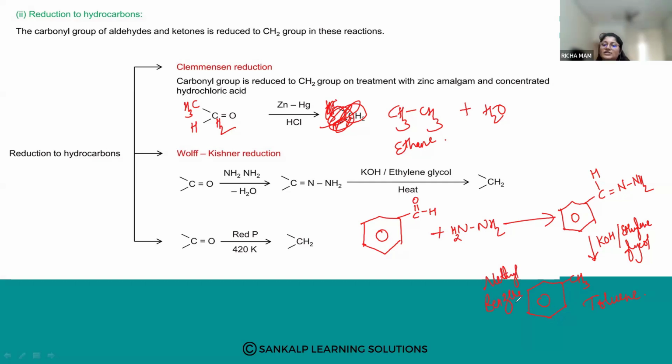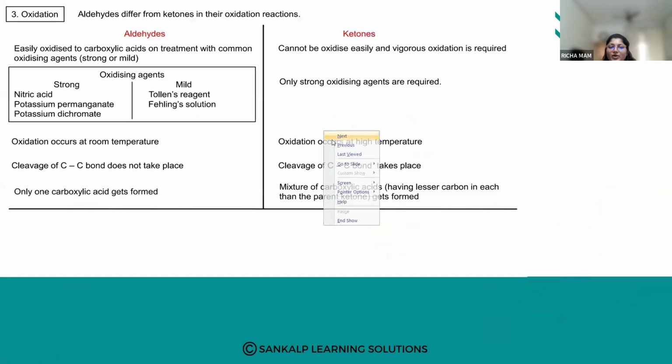Understood? So these are the name reactions, namely the Wolff-Kishner reduction and the Clemmensen reduction. Is it clear? Okay, so let us go for the next one. I hope Clemmensen reduction and Wolff-Kishner you have understood, very, very important.